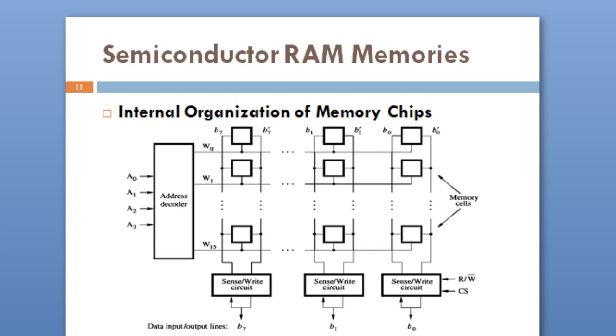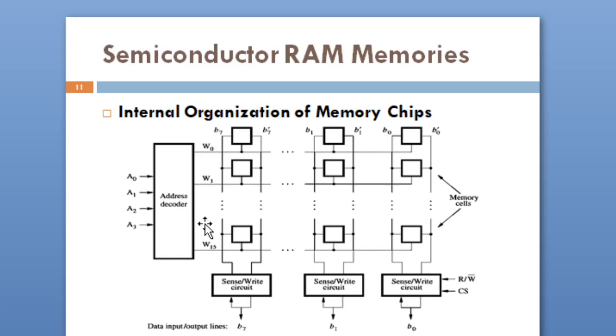So here we will see the internal organization of a memory chip. The memory cells are usually organized in the form of an array, meaning they are arranged in an array fashion in which each cell is capable of storing one bit of information. One bit of information means either a 0 or a 1. This organization shows how the memory cells are arranged. Here each row of cells constitutes a memory word, and all cells of a row are connected to a common line referred to as the word line.